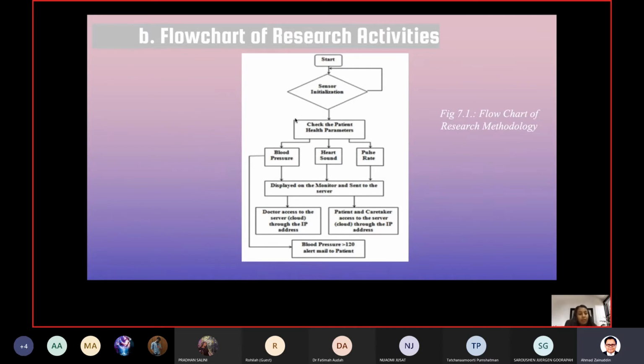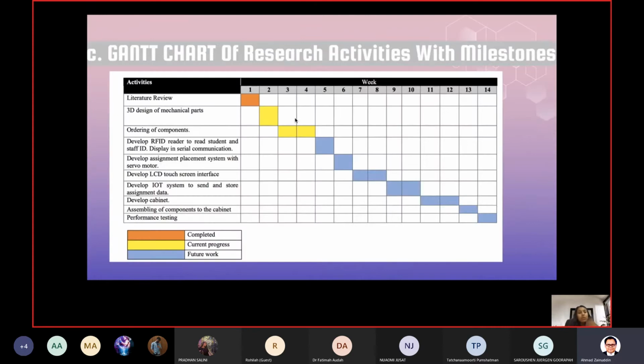The doctor can access the server cloud through the IP address, and the patient and caretaker access the server through the IP address. And if the blood pressure is greater than 120, an alert mail is sent to the patient, as well as forwarded to the doctor as immediately as possible through an application. So this is my methodology, and this is the brief discussion of my flowchart as well. So this is the Gantt chart that I have developed.